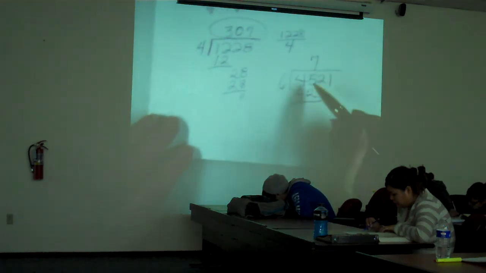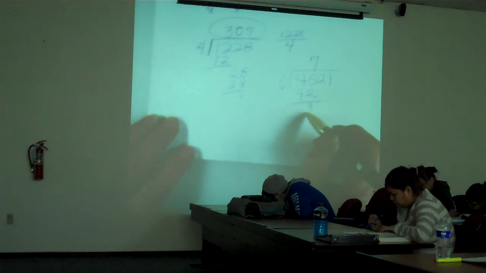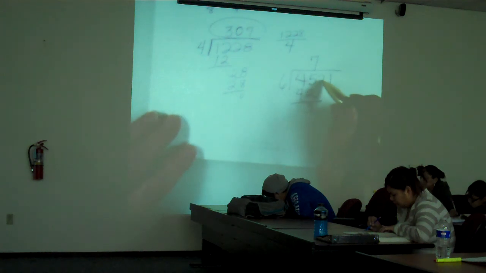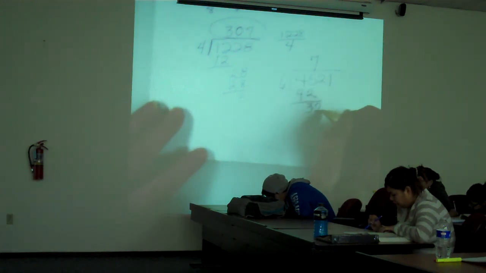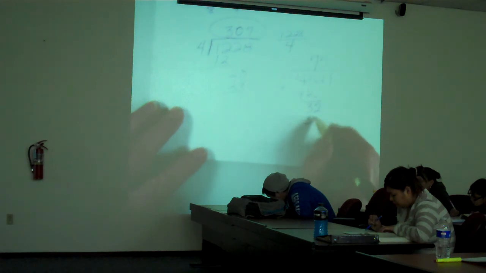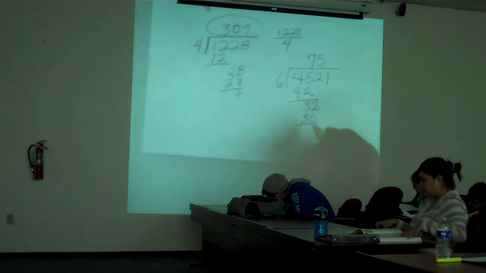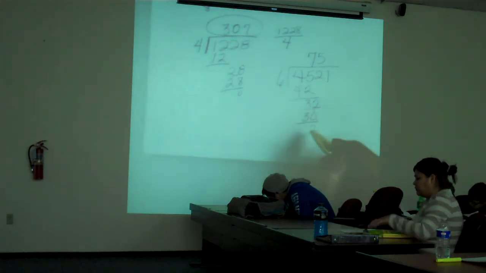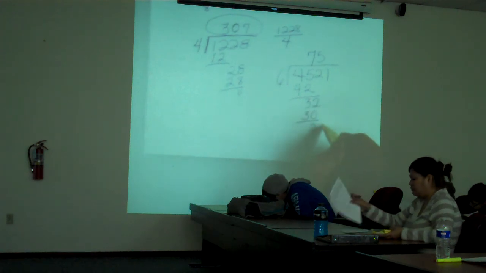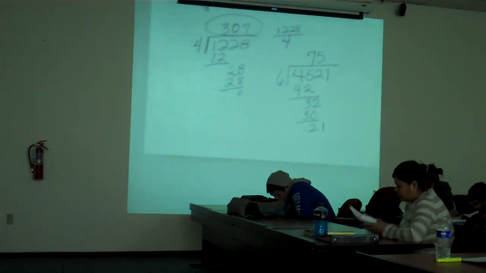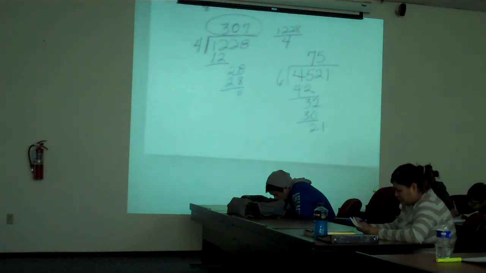Okay, now subtract 5 minus 2. Bring the 3 down. You don't need to bring the 0 down, okay? Just bring that 3 down. The next number, bring that down. 6 into 32? 5. 5 times 6 is what? 30. Subtract that. Is 2. 6 won't go into 2. Bring the 1 down. 6 will go into 21, right? How many times? 3. 6 times 3 is 18.